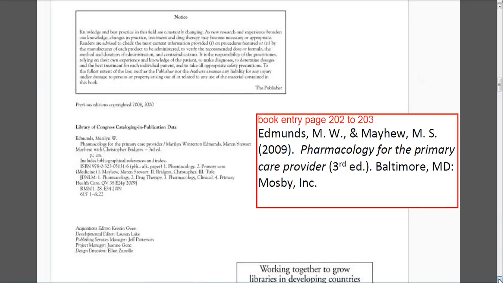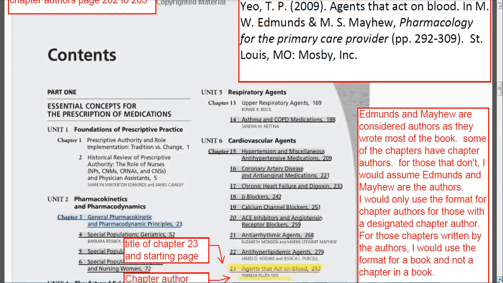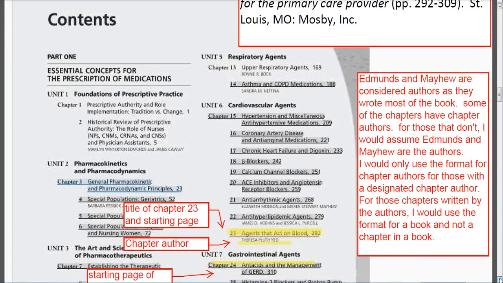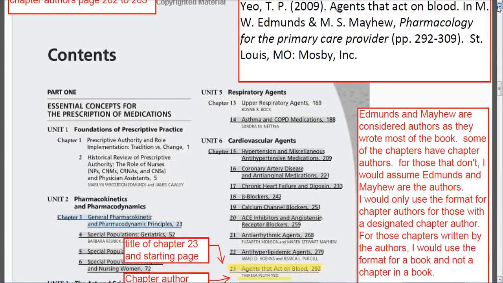Now, if you were going to use one of the chapters, for example, this one, Agents That Act on Blood, that starts on page 292, with Teresa Pluth Yeo as the chapter author, notice how not all of these chapters have chapter authors. So my assumption would be that the authors of the book are the authors of these chapters, and I would use this form of crediting the chapter author when there is such a designation.